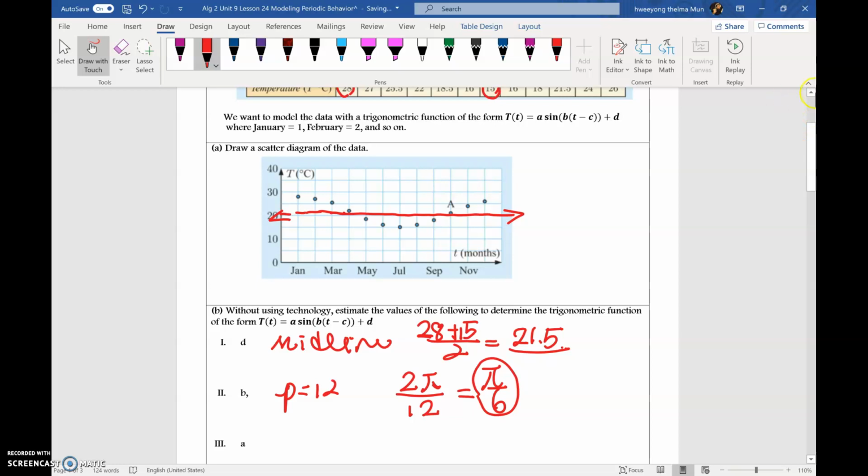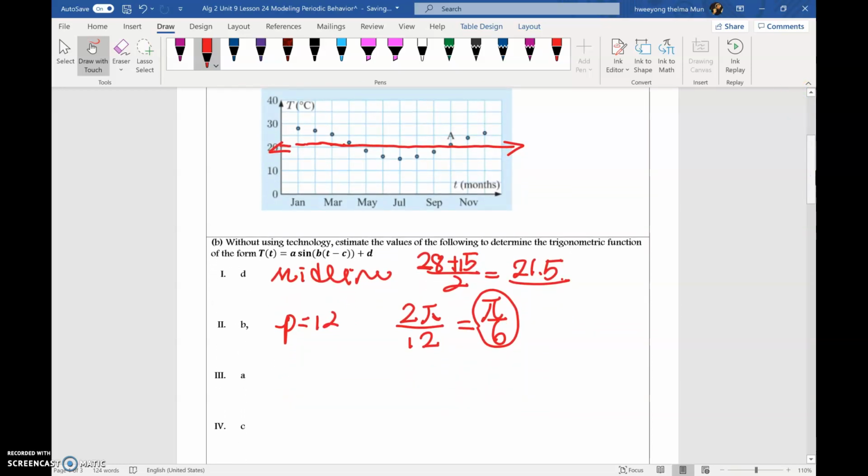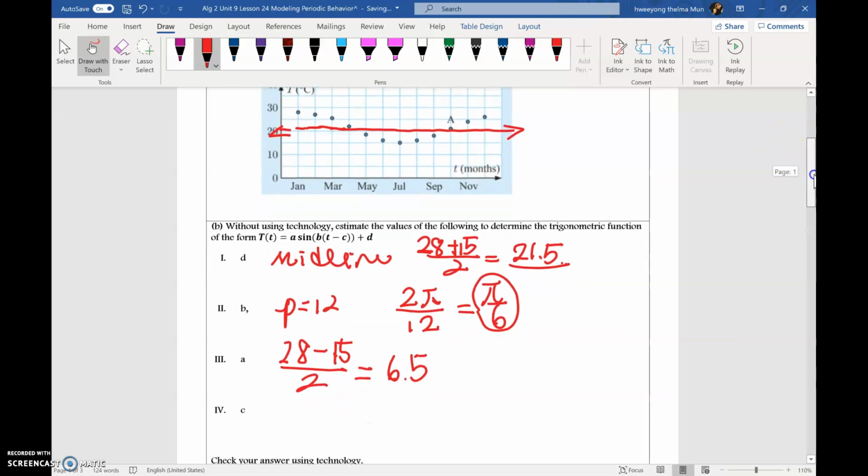So how are we going to find the A value? A is the amplitude. Now amplitude is half the difference between the max and the min. So we can just use the difference of the two: 28 minus 15, and divide that by 2. And we get about 6.5. So that's our amplitude. Great. Now C is our tricky one. C is our phase shift.